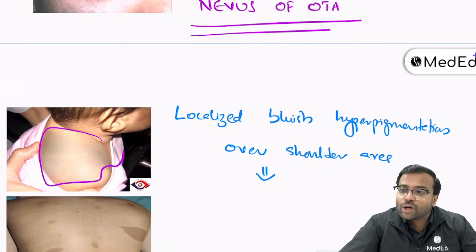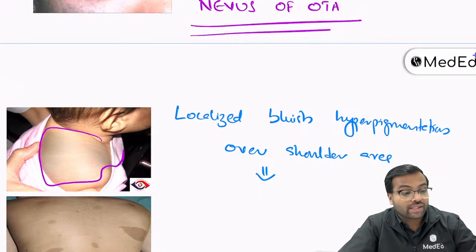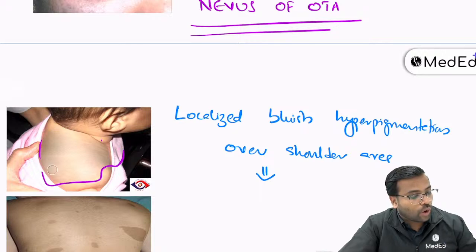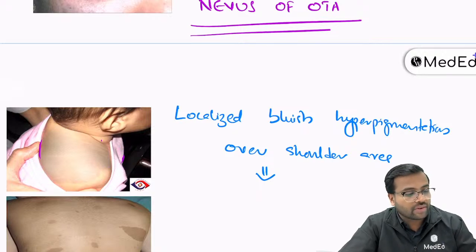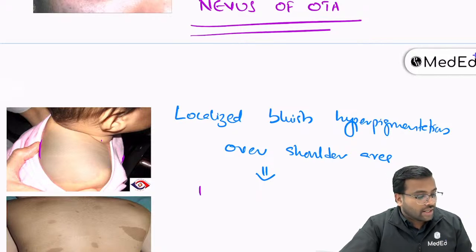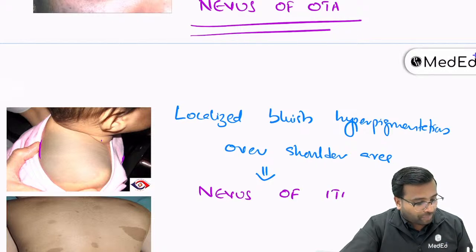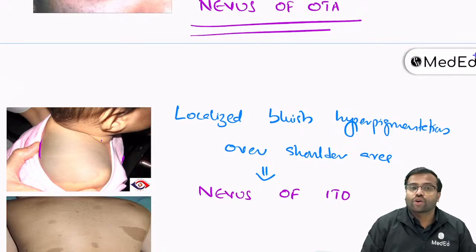Kalai has already answered it in the chat box. So what is this called? This is also called a nevus. So what is this nevus? This nevus is called the nevus of Ito. So this is called the nevus of Ito.